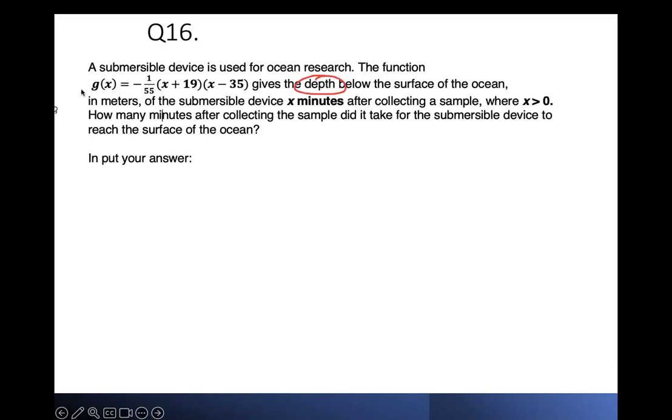This is the depth. That means G of X is the distance from the surface of the ocean, in meters, of the submersible device X minutes after collecting a sample, probably deep in the sea, where X is greater than 0. How many minutes after collecting the sample would it take for the submersible device to reach the surface of the ocean? See if you can answer it. Think about the concept, think about the things they've said, and try to answer the question on your own before you let me give you the answer.